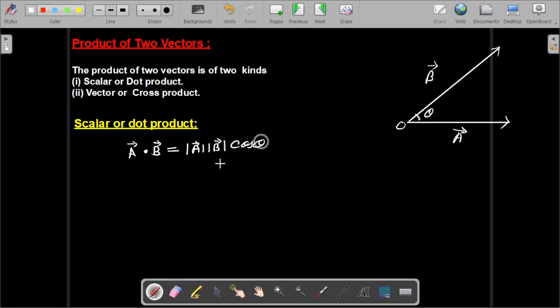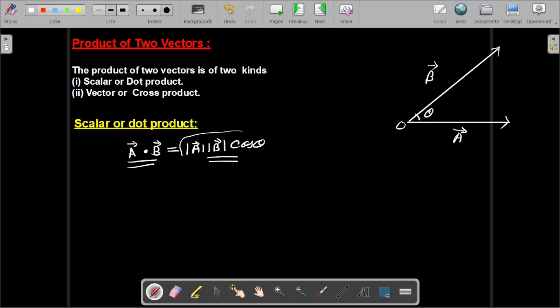Cos theta relation between them. Okay, this is the dot product, and its other name is scalar product. Why scalar product? Because whatever result comes from this dot product will be a scalar value.